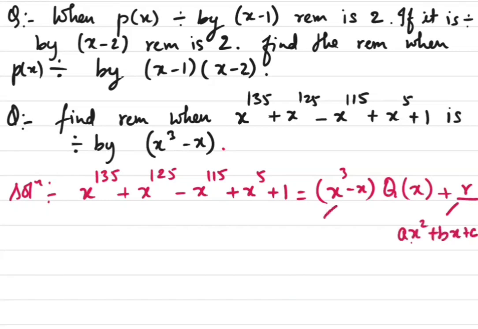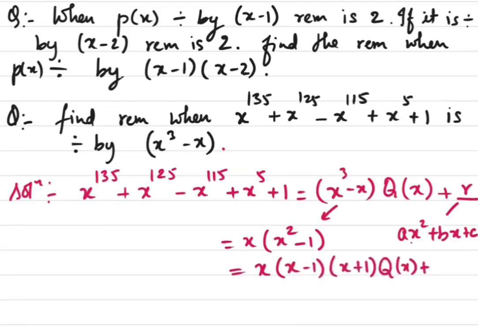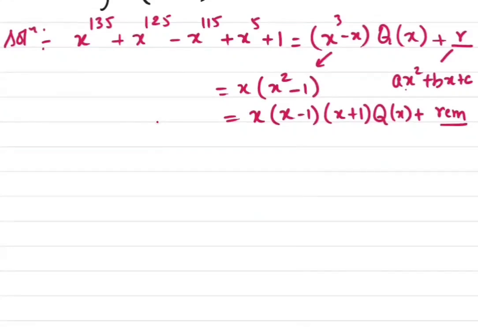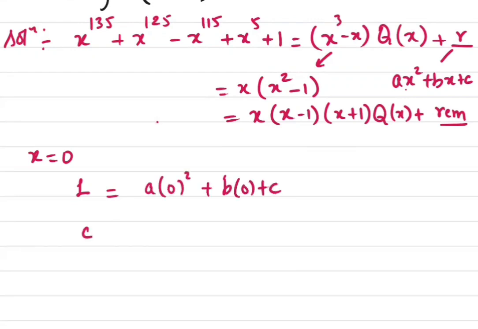Now I can simplify x cube minus x as x into x square minus 1. And x square minus 1 is nothing but x minus 1 into x plus 1. So I can write it as that into q of x plus the remainder, and the remainder is ax square plus bx plus c. Now what are the critical points? The first critical point is x equals 0. If I plug in x equals 0, what do I get? 1 on the left. On the right, 0 into all these things is 0, so we get a into 0 square plus b into 0 plus c. Therefore our c value is 1.